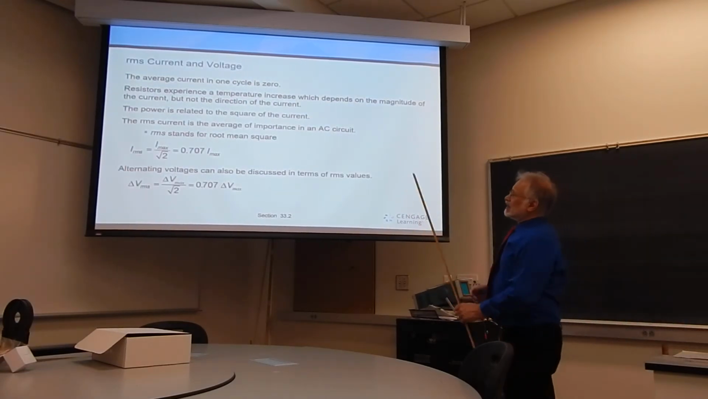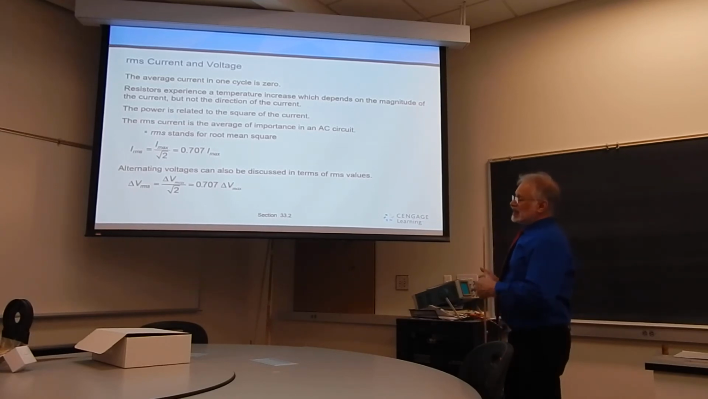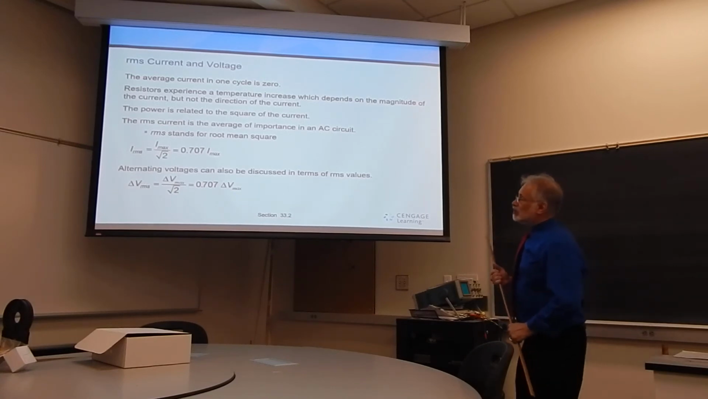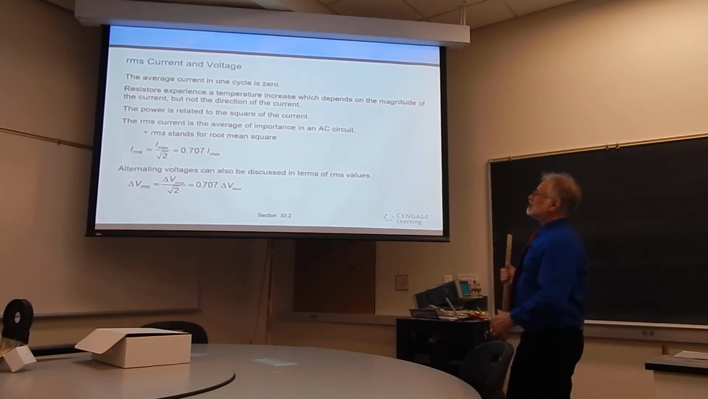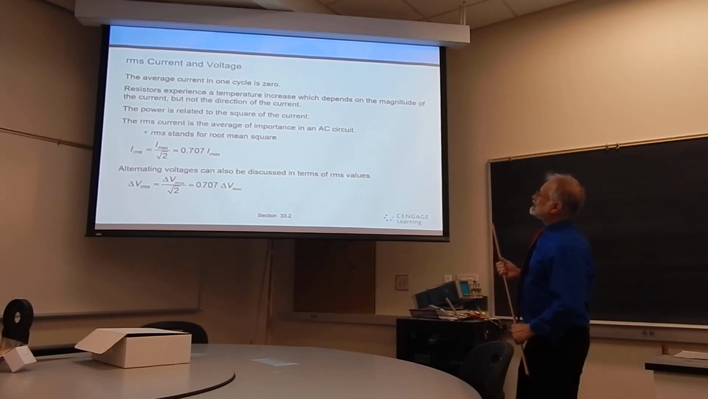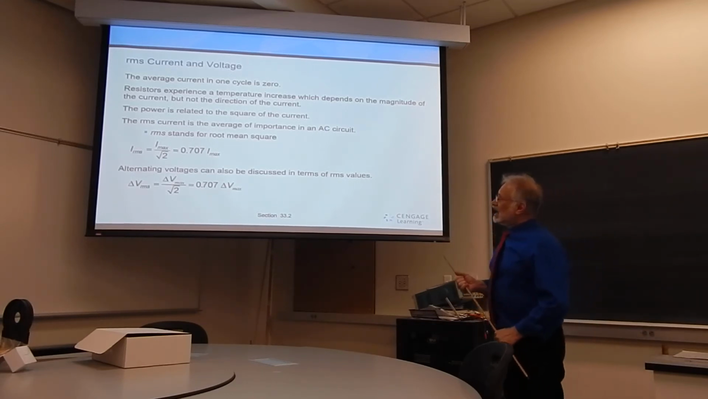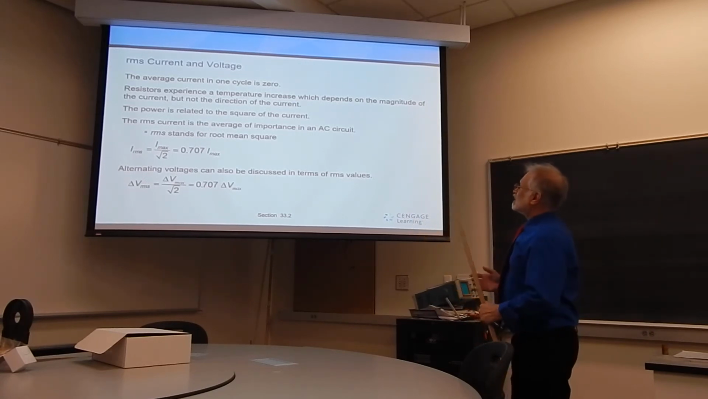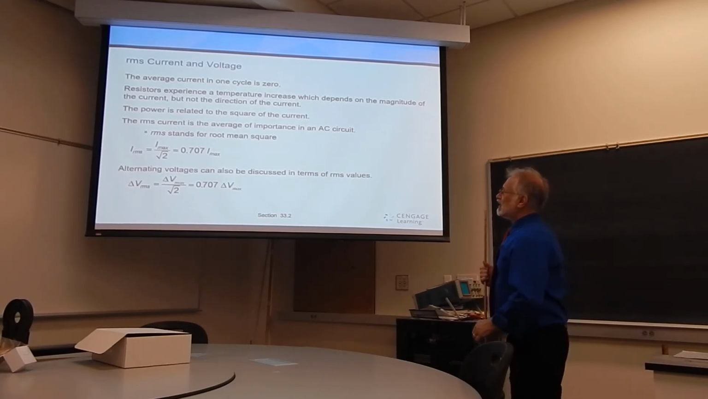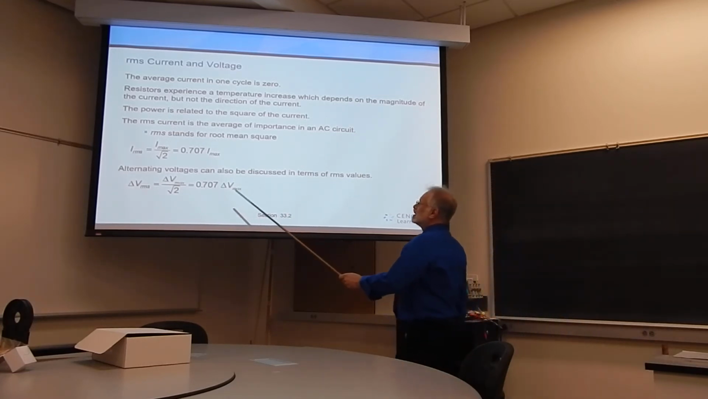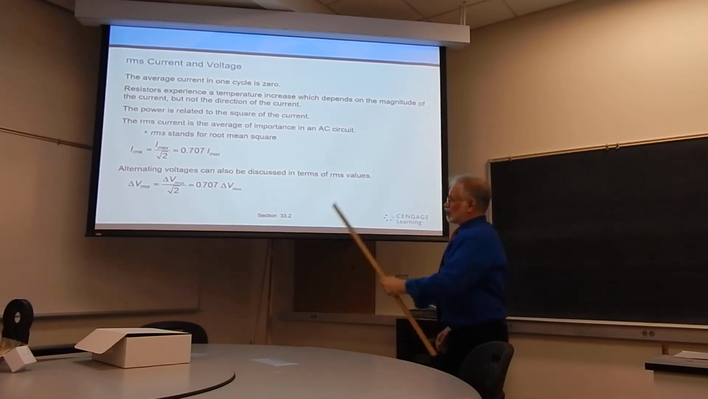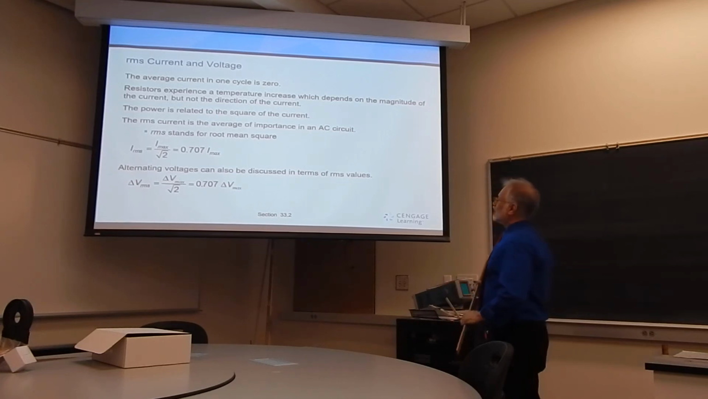Now, if I have an alternating current in a circuit, the average current in one cycle is going to be 0, because I have just as much negative as I do positive. So we often tend to look at not just an average current. We're more likely to use something called the root mean square current, or RMS current, for an AC circuit. And the RMS current is simply the maximum current divided by the square root of 2, or 0.707 times the maximum current.